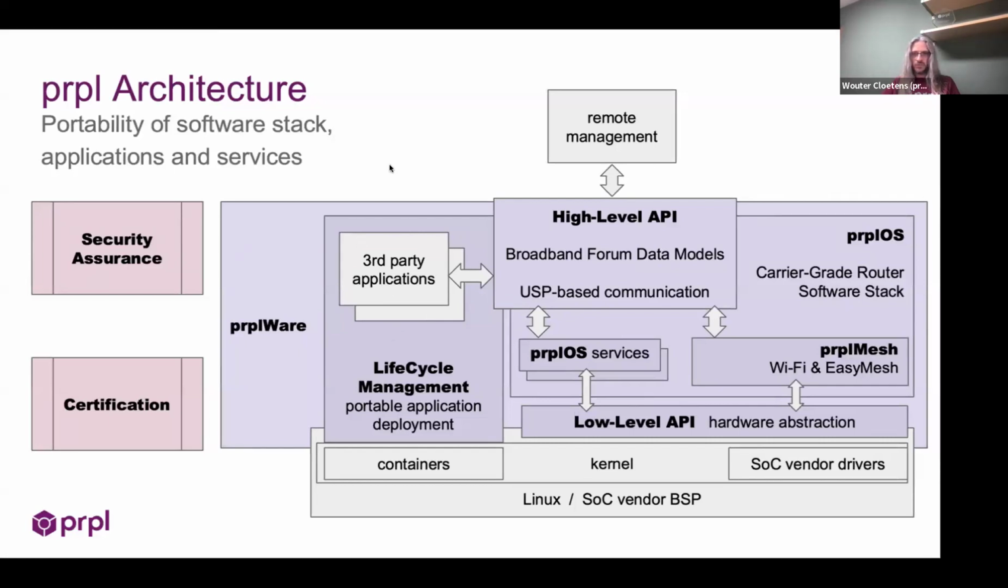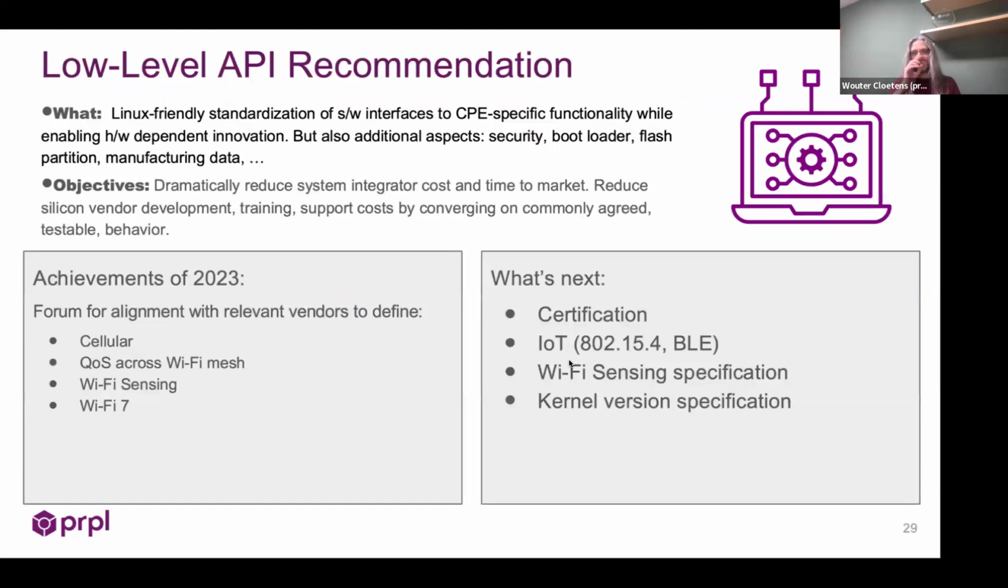Right. So I've explained most of these. The certification and security assurance working group sit a bit on the side. I've got some other slides that will show that a little bit better. I'm going to go fast through these slides, they are not that interesting. The low-level API recommendation is something that you can download from our public website.